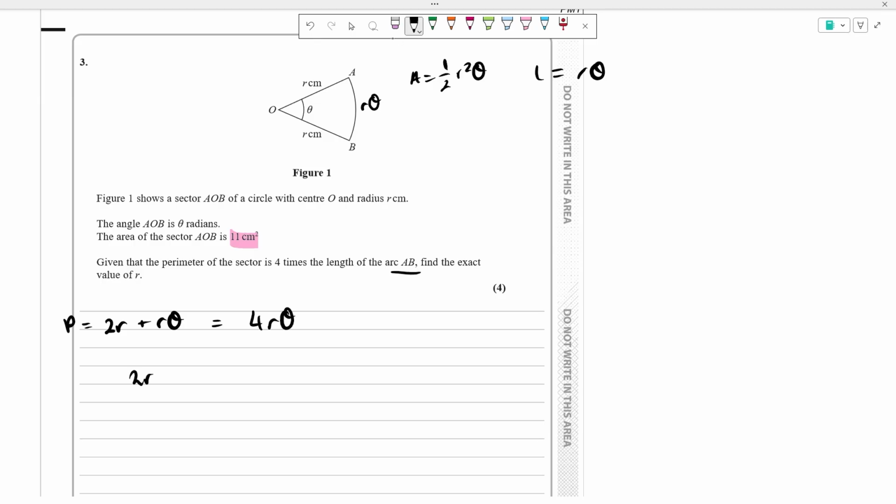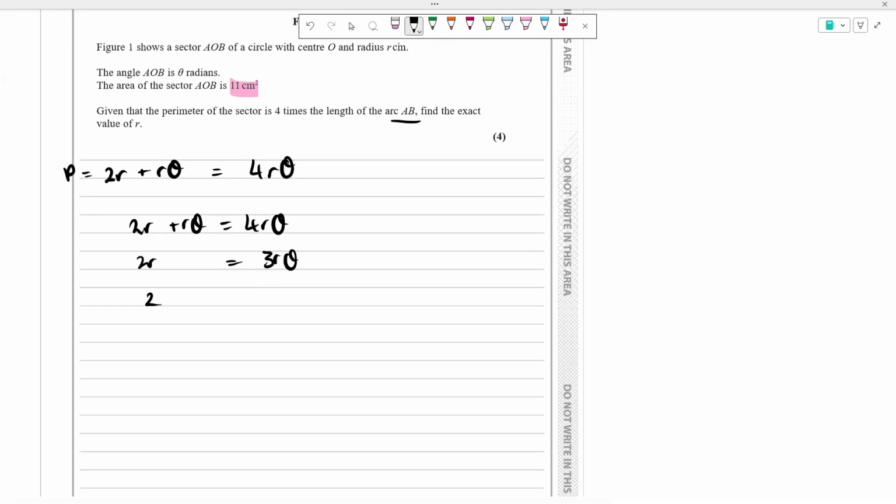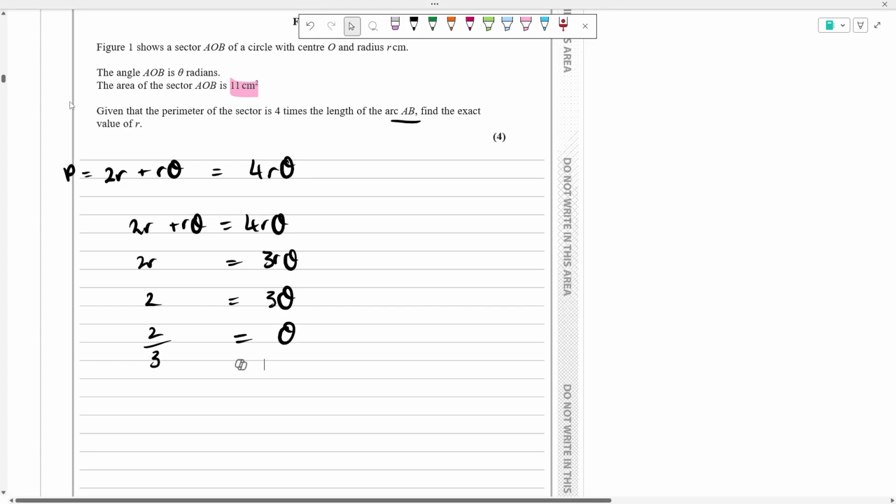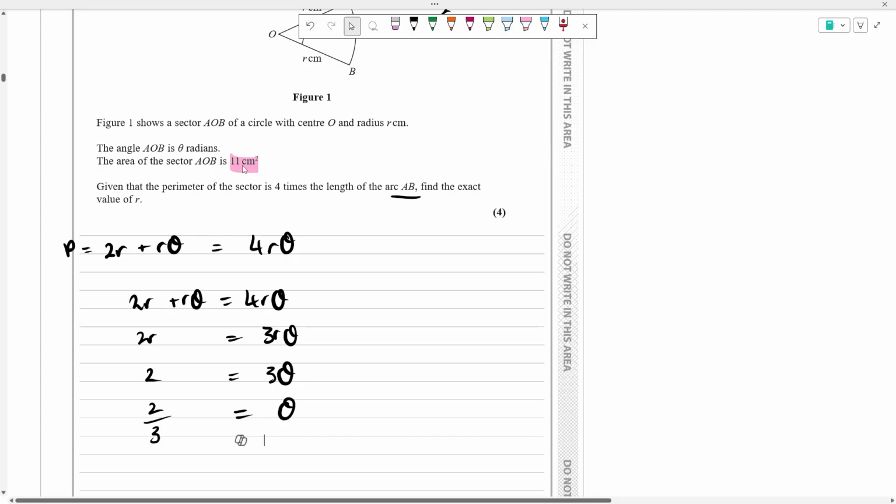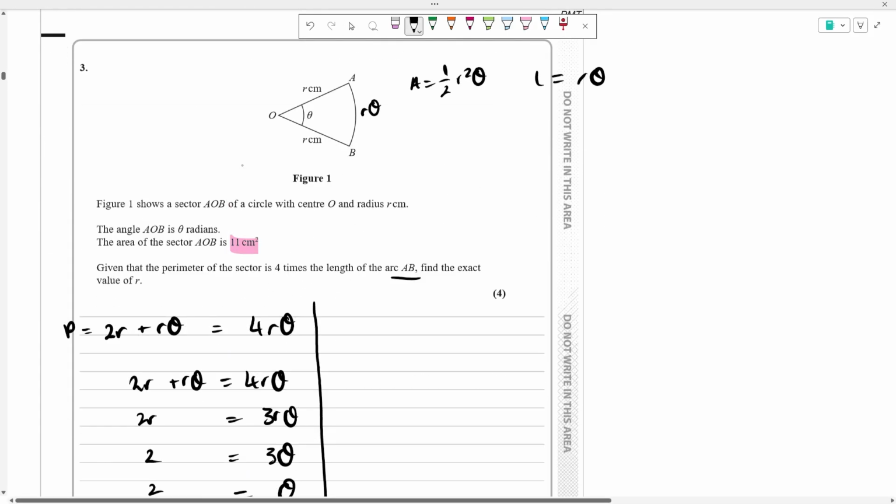We can start to work out some stuff now. We know that 2r plus r theta is equal to 4r theta. That means that 2r is equal to 3r theta, so 2 is equal to 3 theta. That means that 2 over 3 must equal theta. And remember, this is in terms of radians.